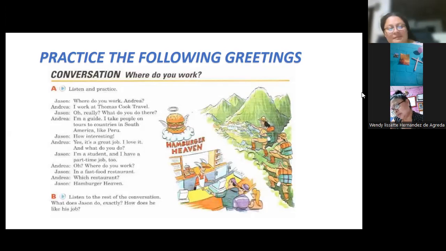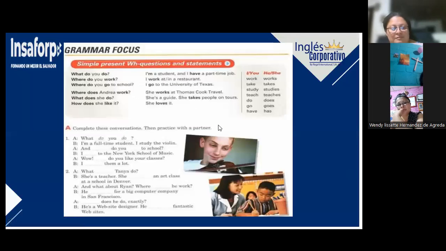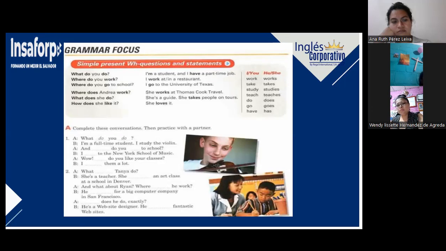Okay, so we won't focus on this exercise because there are some other topics that I need to highlight. And also we have a review of this topic. That is the simple present WH questions and statements. I need a volunteer to read the questions and the answers. Who wants to help me? Yes? Me, teacher. Okay, thank you.